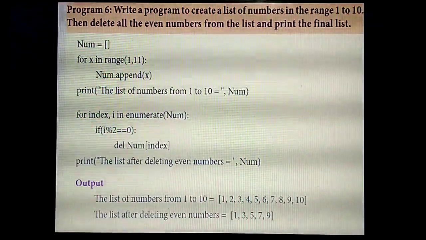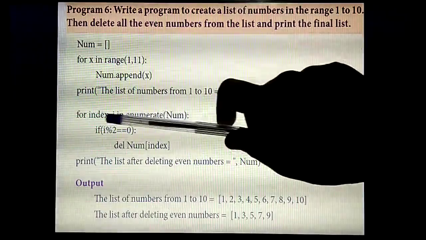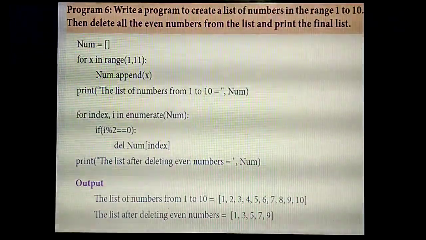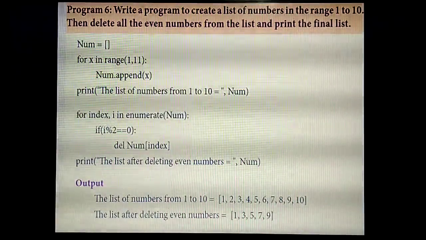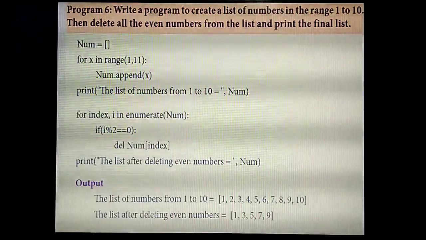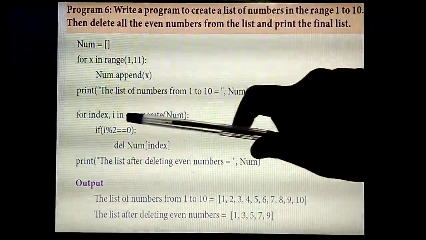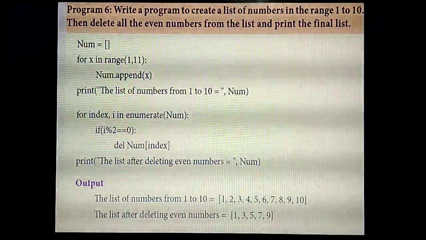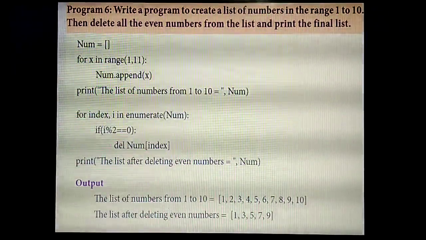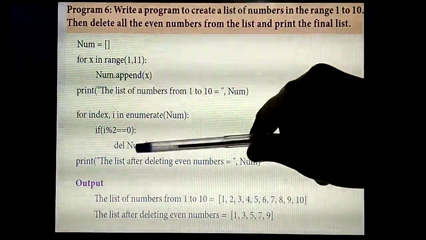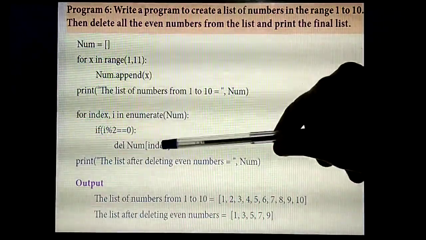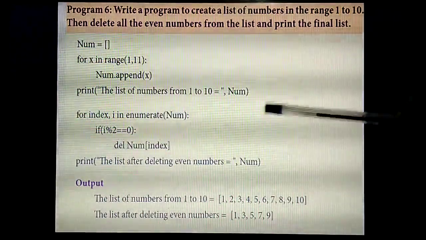Next you are going to delete the even numbers from the list. For that, you need to decide based on which value you are going to delete. The delete function always deletes based on the index value. So for index i in enumerate of this list. For even numbers, what's the formula? A particular number divided by 2. If the remainder is 0, you need to delete the particular index value, and then the remaining numbers are displayed as output.